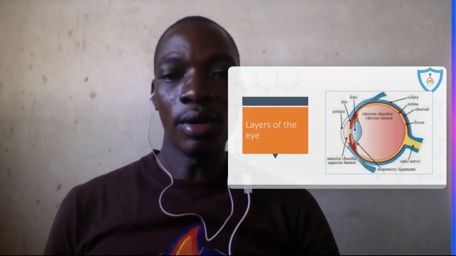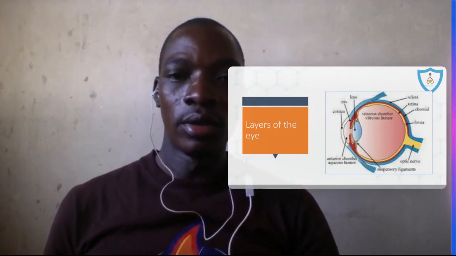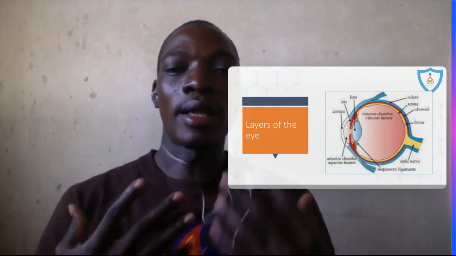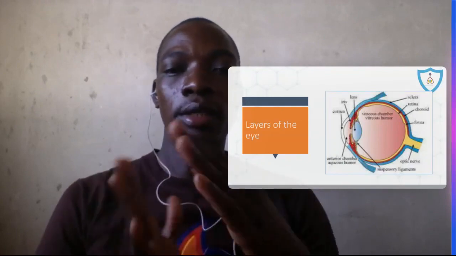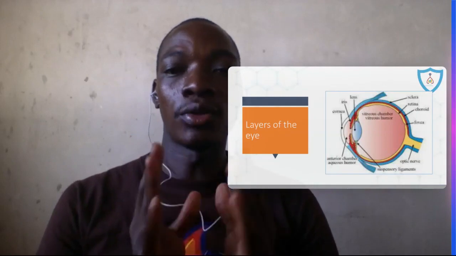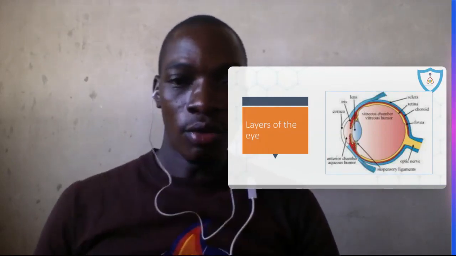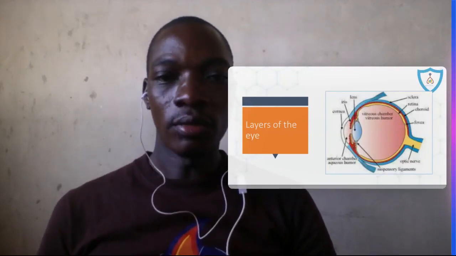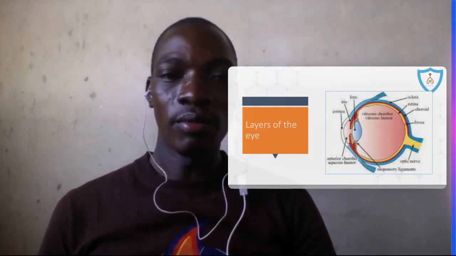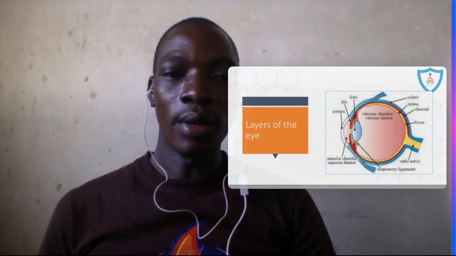Refraction is the bending of light. Light is going to be coming through the cornea, but depending on where the light is coming from, we need to bend it to some degree so that it can fall on the right place in the retina. So when light comes, it passes through the cornea, through the aqueous humor, and then through the pupil into the lens.